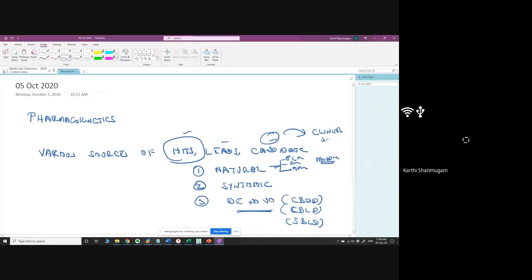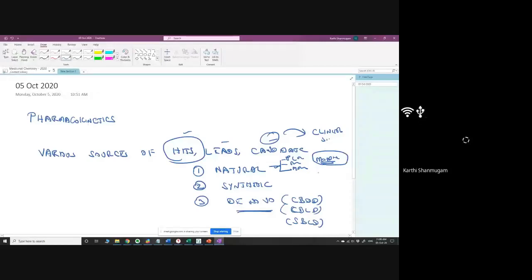This morphine is directly obtained from a plant called the poppy capsule. If you remember, I showed the plant itself. So the source is the poppy capsule. We can directly isolate and use morphine as a drug molecule, which was approved by FDA.